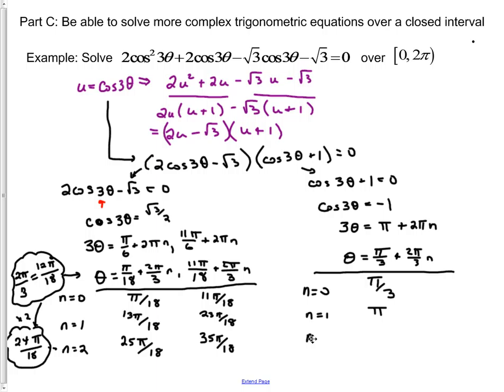And if we let n equal 2, we're going to have pi over 3 plus 2 times 2 pi over 3. That's 4 pi over 3. That gives us 5 pi over 3. And that's another solution. So in total, 1, 2, 3, 4, 5, 6, 7, 8, 9 solutions to this equation. This is why we need to go through this multiple angle model in order to find our solutions. All right, good luck.